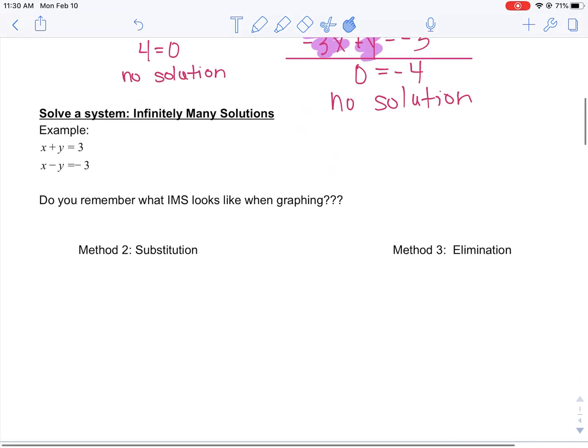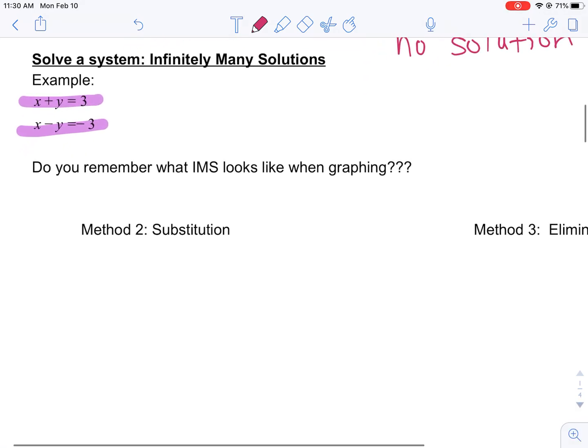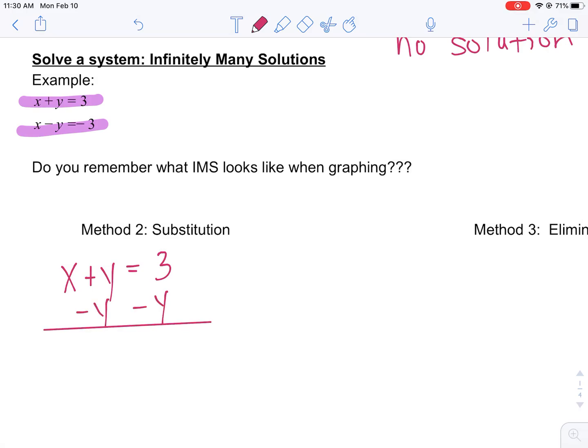All right, so IMS, or infinitely many solutions. Given the example below, we have x plus y equals 3 and x minus y is -3. We're going to do substitution first, remembering you have to isolate a variable. So I'm going to isolate the variable on the top. I'm going to solve for x. So x plus y equals 3, and I solve for x by moving y around. That gives me x equals -y plus 3.